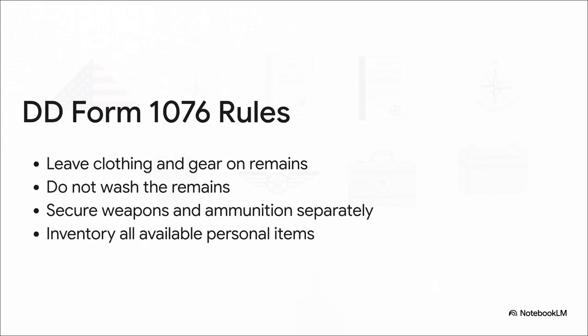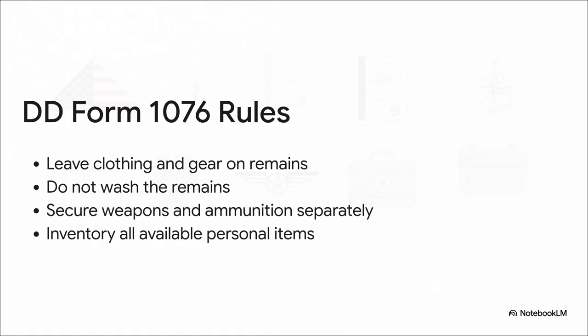Next up is the DD Form 1076. Look, this isn't just administrative paperwork. This is your personal guarantee that a fallen airman's wedding ring or family photos actually make it home. When you fill this out, you methodically list every single item objectively. Don't write gold diamond ring, write yellow metal ring with clear stone.